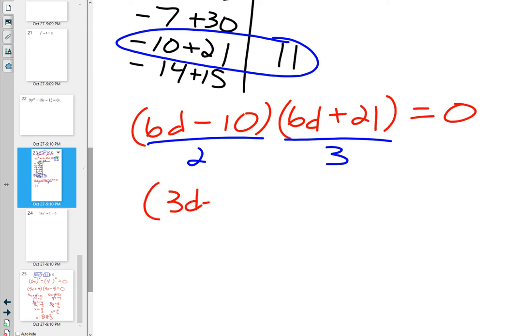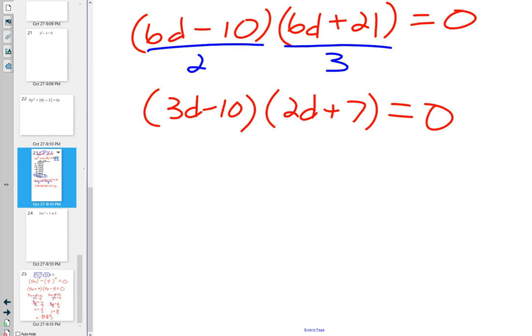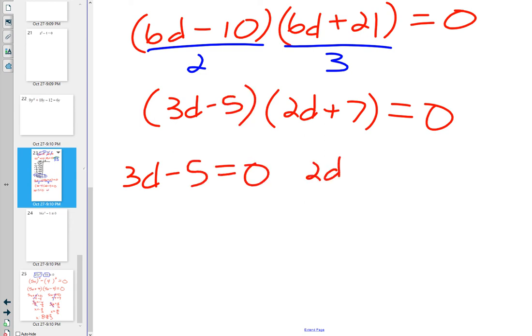So this gives me 3D minus 10. This gives me 2D plus 7. And now I can continue. What comes after factoring? You have to make each factor equal to 0. You know, I messed up. It's not 3D minus 10, sorry, it's 3D minus 5. So 3D minus 5 equals 0. 2D plus 7 equals 0.